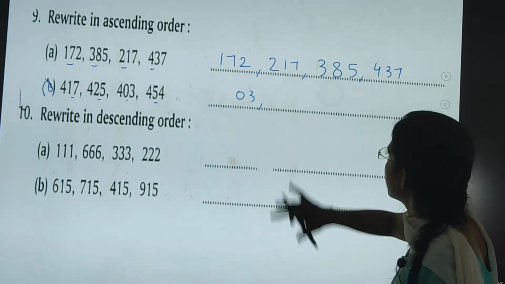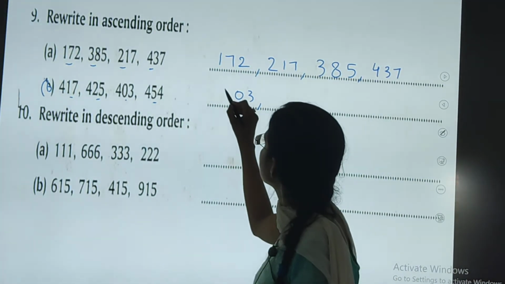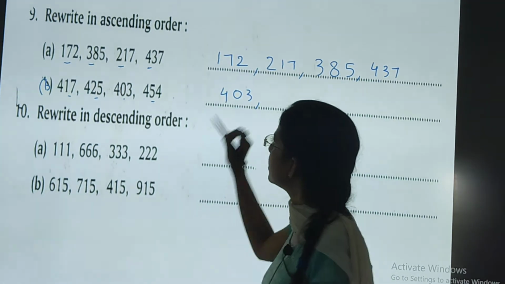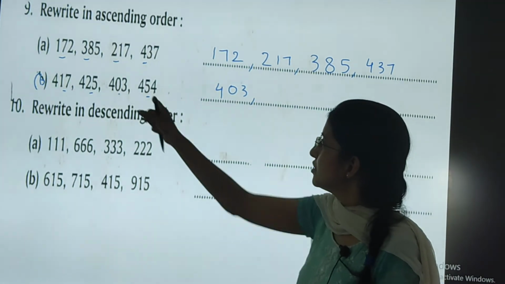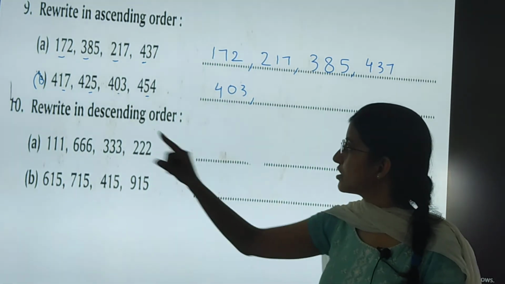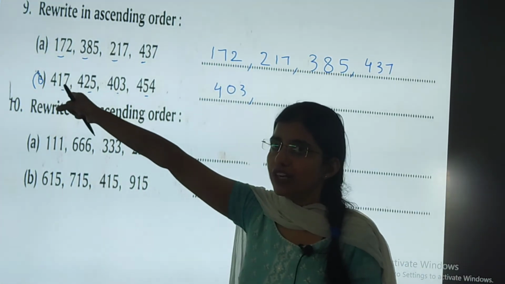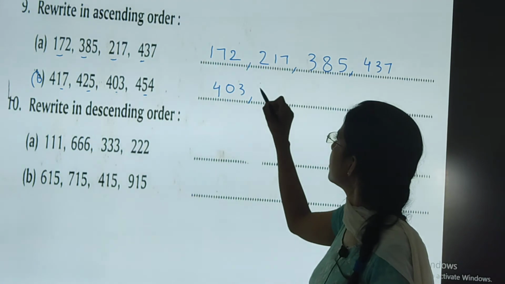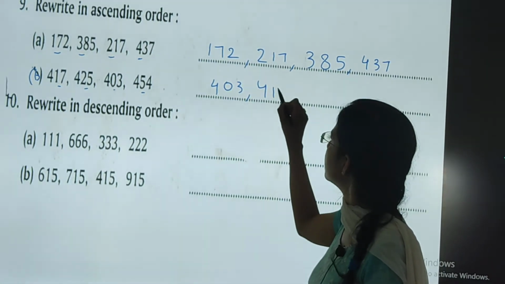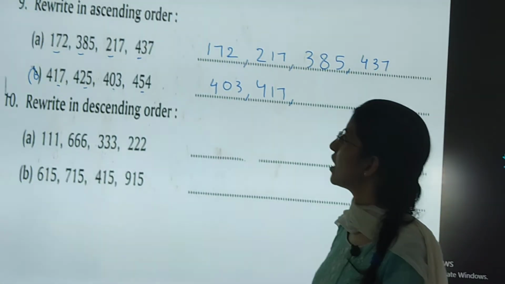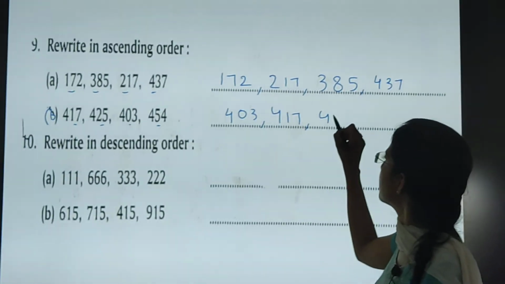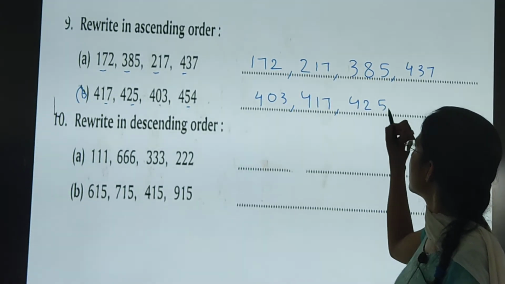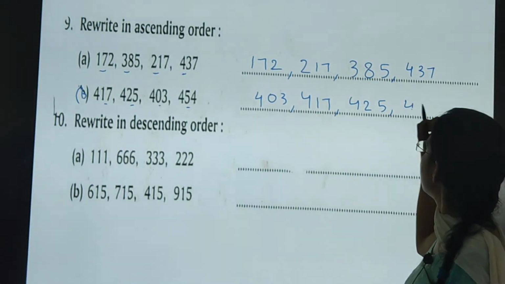Yes, because at tens place it is having 0. उसके बाद अब देखिए 0 के बाद कौन सा सबसे बड़ा नंबर होता है? 1. तो 417. So we will write here 417. Then what will come? 425. And then 454.